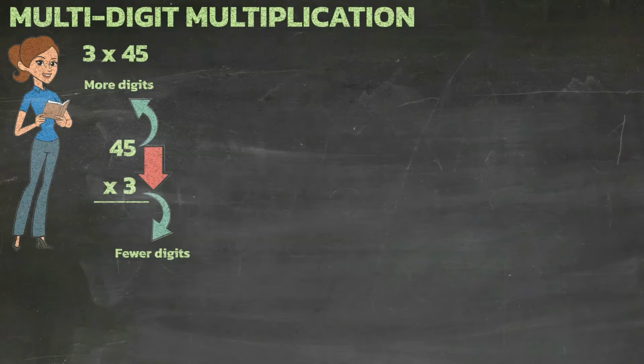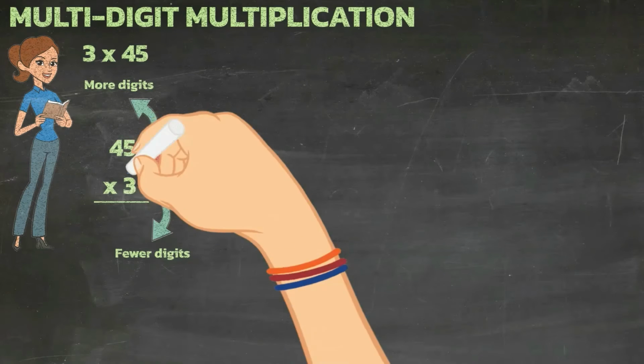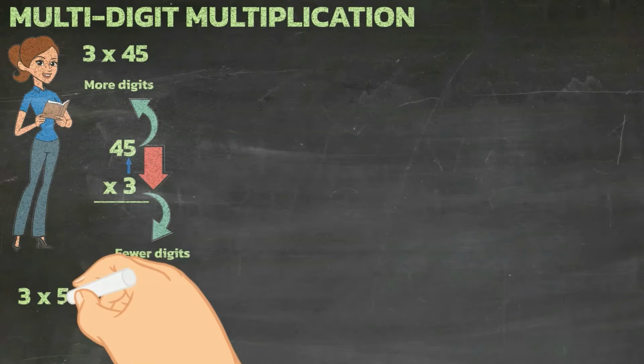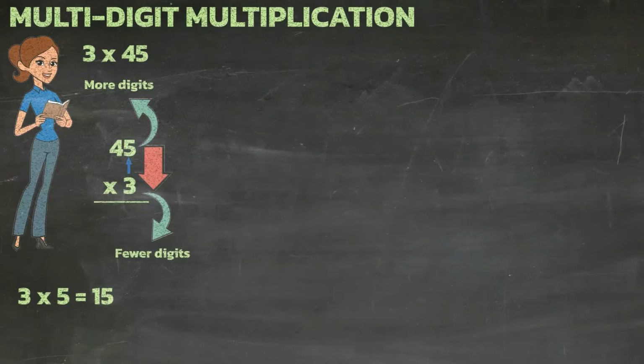Let us start. Multiplication is started with the digit in the ones place of the number at the bottom. Multiplication is performed with that digit and each and every digit of the number on top, starting with the digit in the ones place. In this example, we start with 3 times 5. 3 times 5 equals 15.